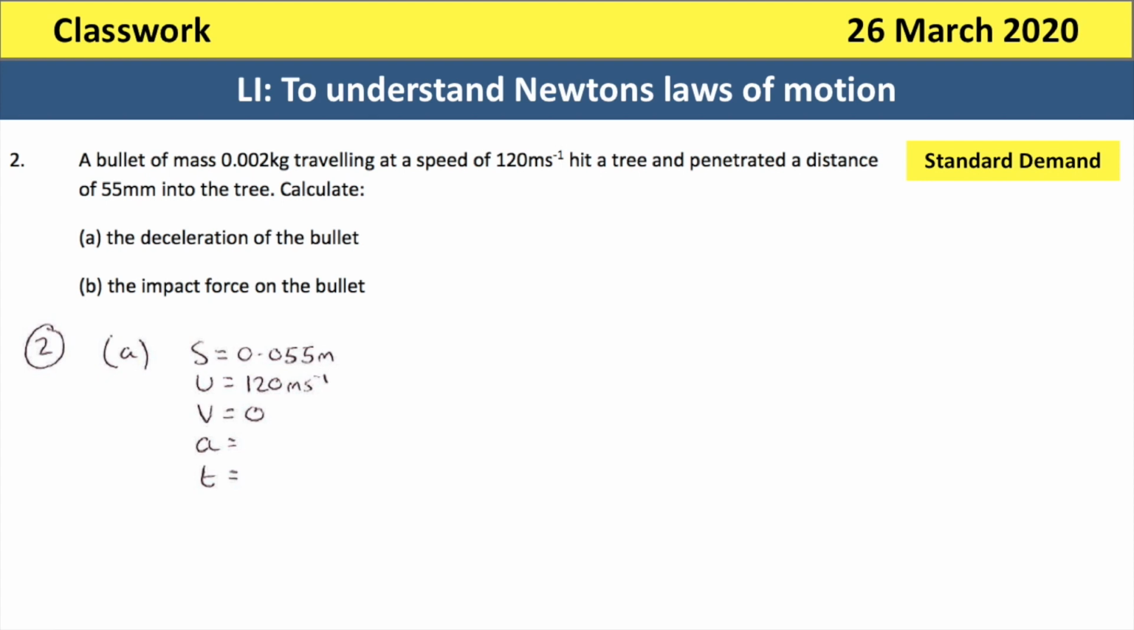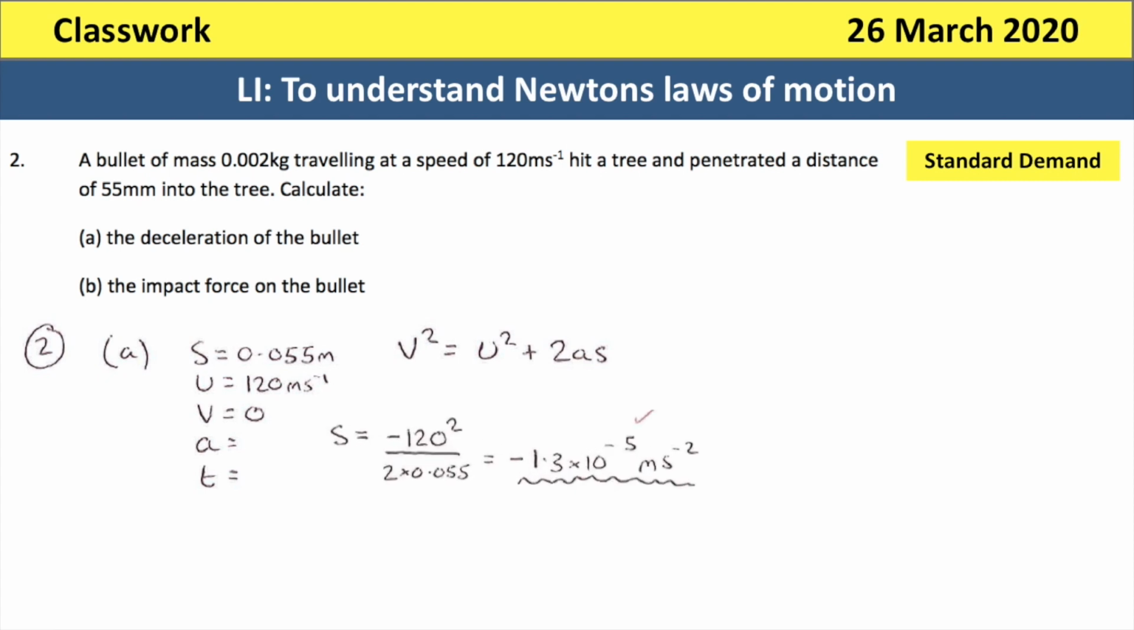Now we need to choose an equation that will help us find the value of A. So we need an equation that links S, U, V and A, and the equation that links that is V squared equals U squared plus 2AS. We now need to rearrange this equation to help us get a value of A. My apologies, there's a typing error on the screen, but never mind. So it will be A equals minus 120 squared over 2 times 0.055, which should give you an answer of minus 1.3 times 10 to the 5 metres per second squared. Of course, I'll just point that error out to you in case you are using this without the sound on. That there should be A and not S for the arrangement. Lovely.